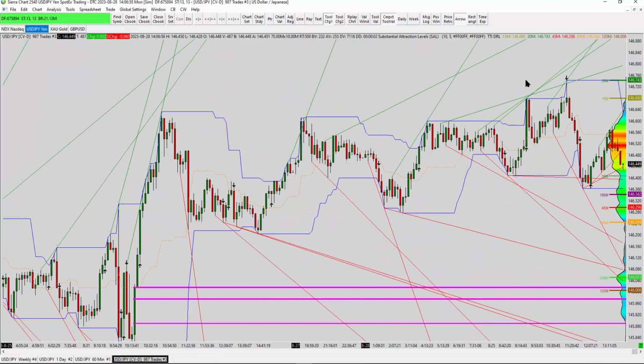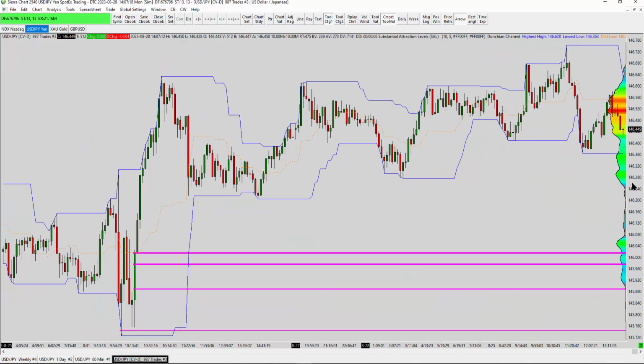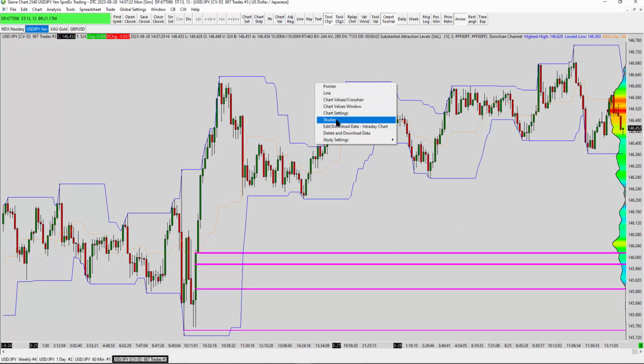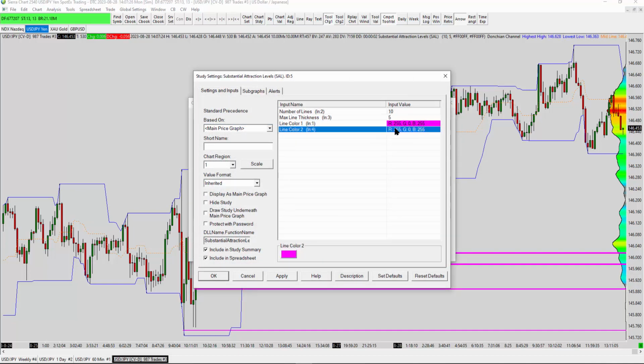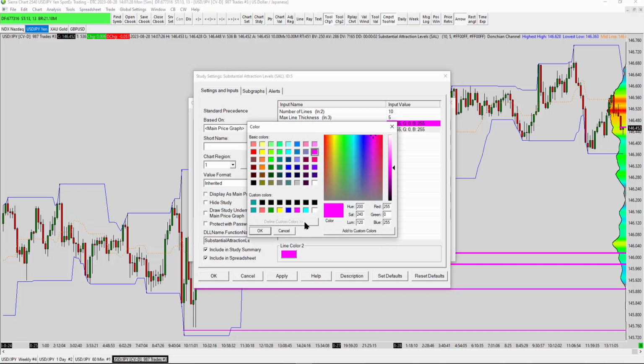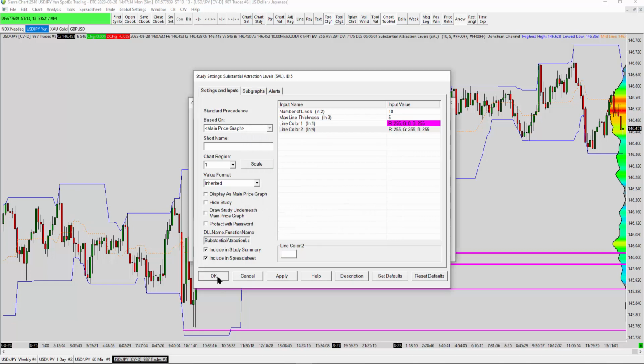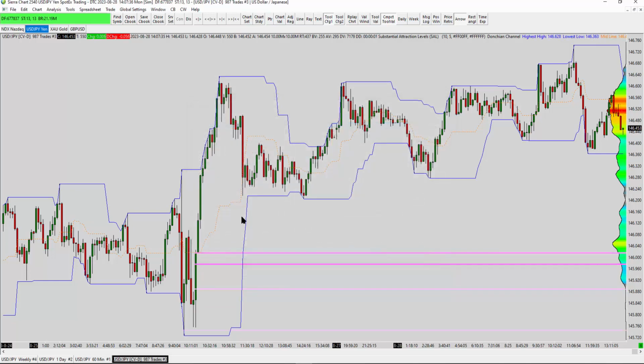Let me clean it up. Let me remove the other indicators. One second. Now I have a cleaner chart. In this chart, I put 10. If you see this, right click, I go to studies, I put substantial attraction levels, I put 10. Let me color code it too. Let me make it a bit different so you will see the difference. So in this case, what will happen is that the heavy volume will be represented in a darker shade.